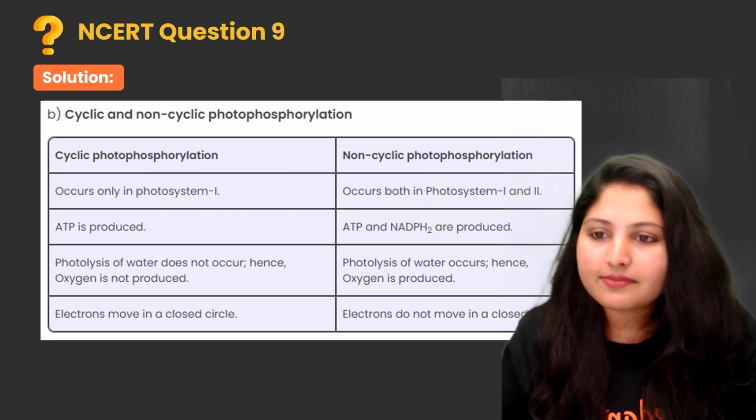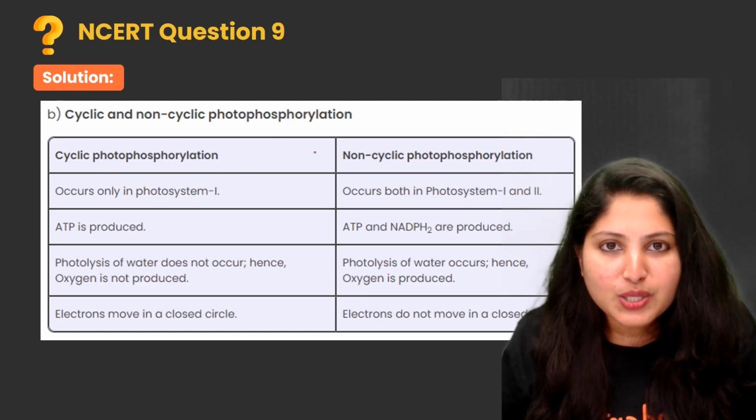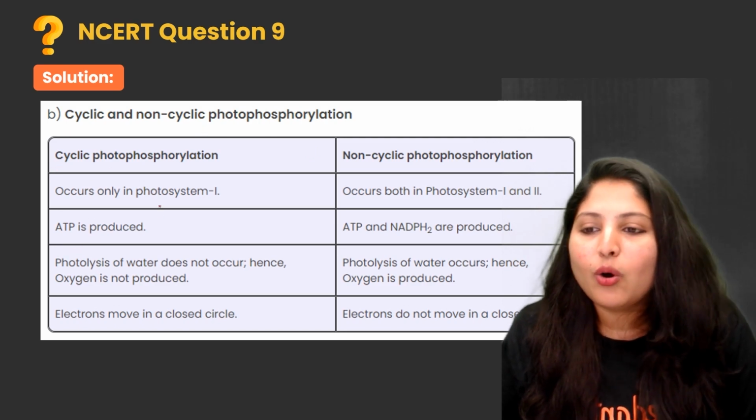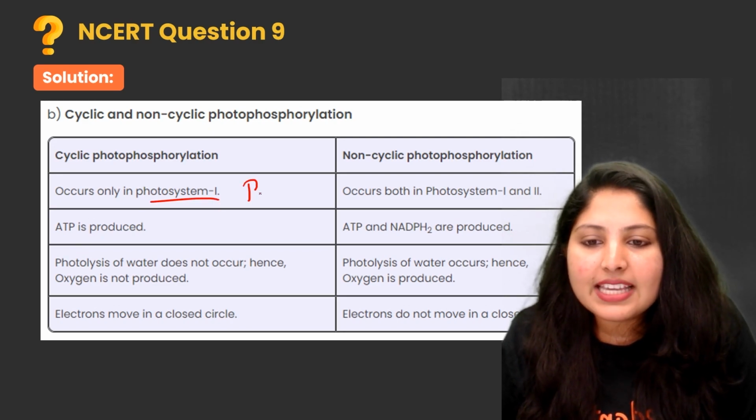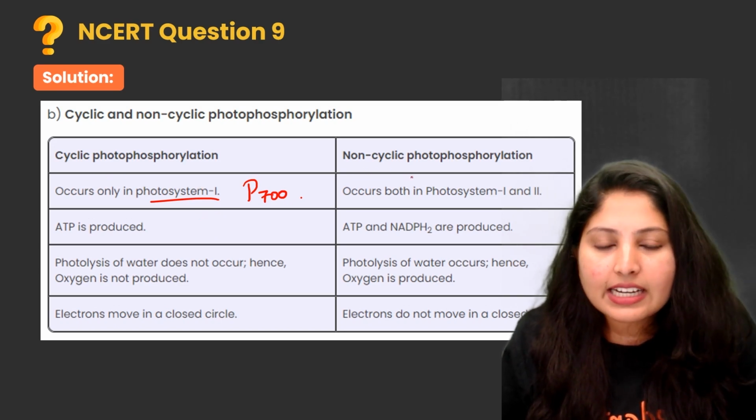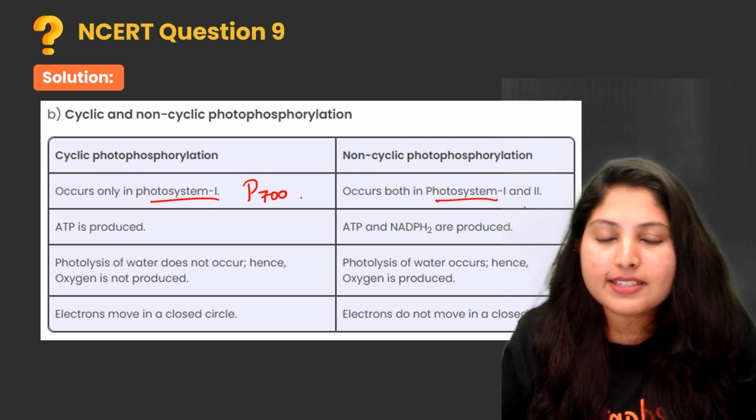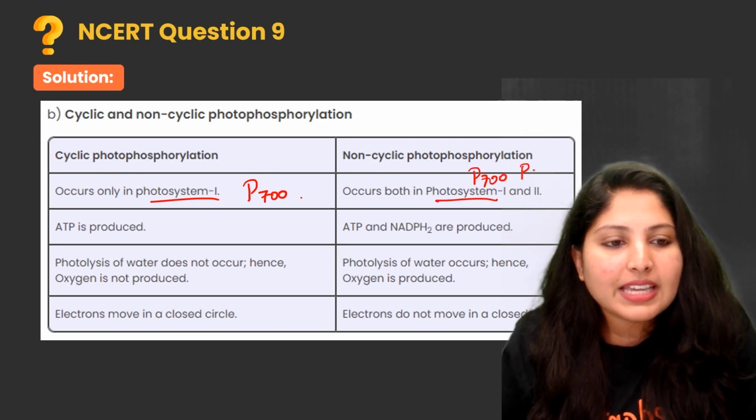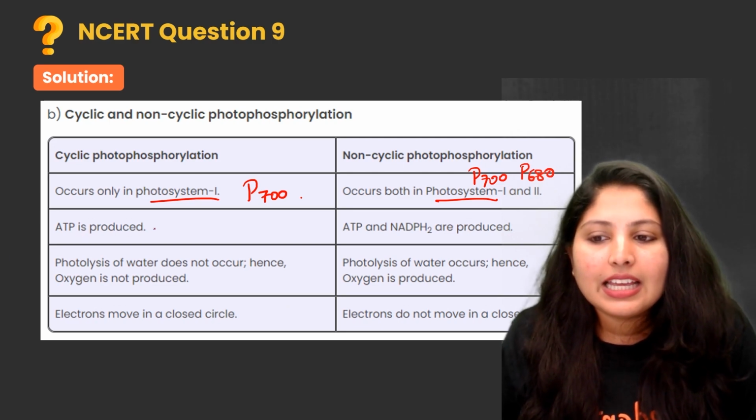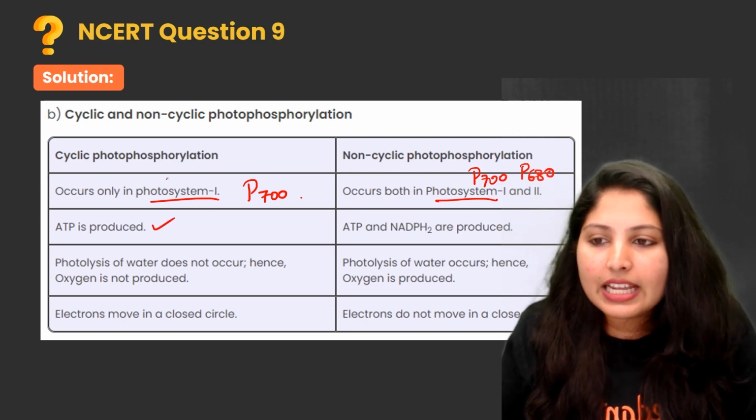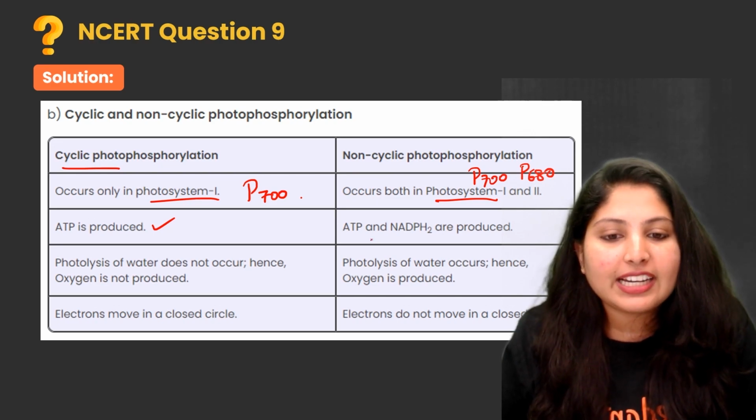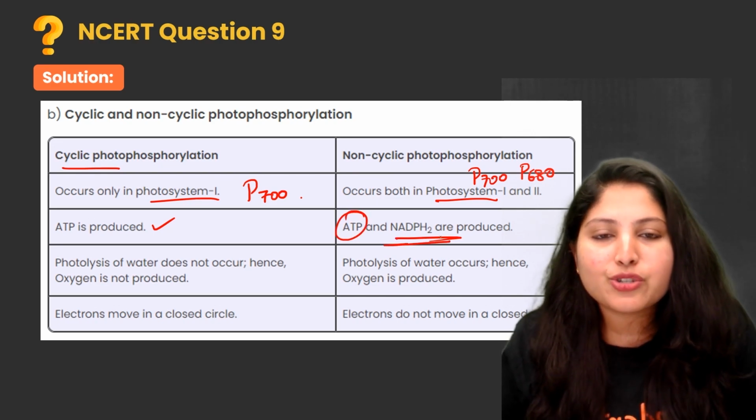Okay, next one. Cyclic and non-cyclic photophosphorylation. We need to distinguish cyclic and non-cyclic. In cyclic photophosphorylation, only photosystem 1, that is P700, helps in photophosphorylation, but in non-cyclic photophosphorylation, photosystem 1 and photosystem 2, that is P700 and also P680, both help in the light reaction. Next, here the product is ATP alone. In cyclic photophosphorylation, ATP alone is produced, but in non-cyclic photophosphorylation, along with the ATP, NADPH2 is also produced.